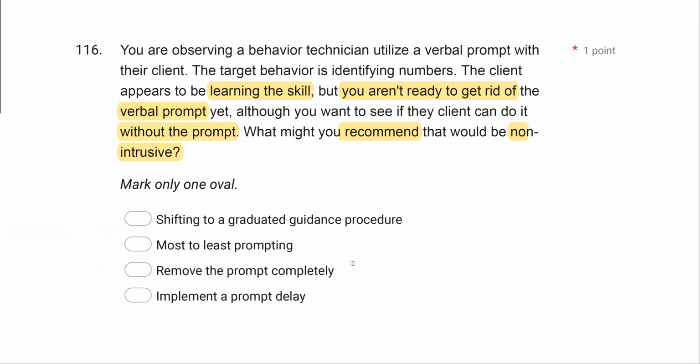A prompt delay is when you give the SD, you wait a certain amount of time before you prompt. And with a prompt delay, you're able to see, can the client do the behavior or the skill without a prompt? If they can't, you can still prompt. So in this case, the technician might say, identify 7, wait 5 seconds, which is the prompt delay, and then prompt. So they're getting the best of both worlds. They can see, can the client do it without the prompt? If they can't, they can still prompt because you aren't ready to get rid of it. So what might you recommend? I would recommend implementing a prompt delay.